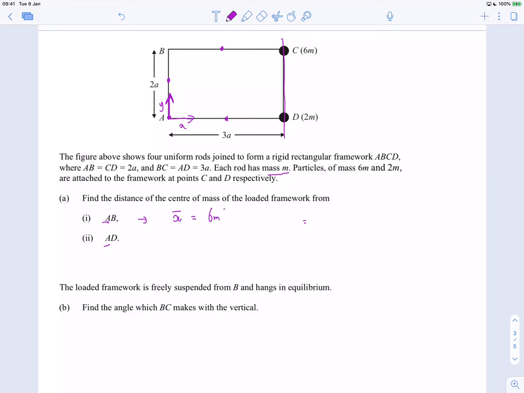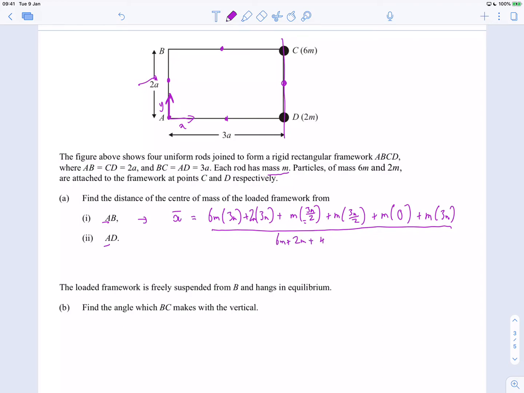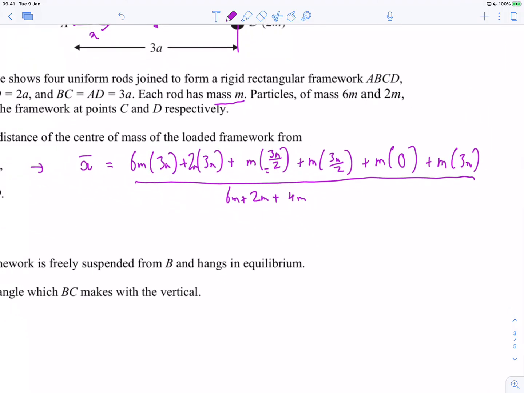So really, I had 6m times by 3a, I had 2m times by 3a, and then I had each rod has a mass of m. Well, there's going to be m times by 3a over 2. There's going to be another m times by 3a over 2. There's going to be an m times by 0, because this one here is 0 away in the x direction. And I'm going to have another mass in the middle there, m times by 3a. And this is all going to be over the total mass, which is 6m plus 2m plus 4m's. So I can actually divide by m everywhere.